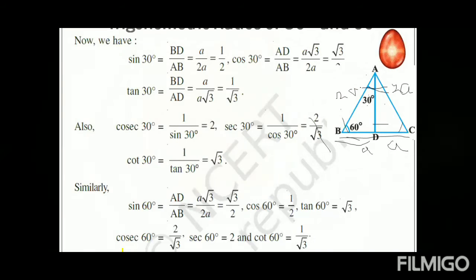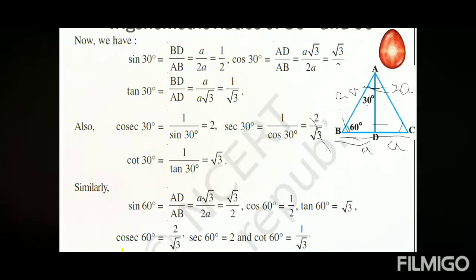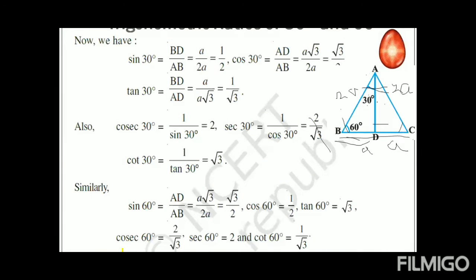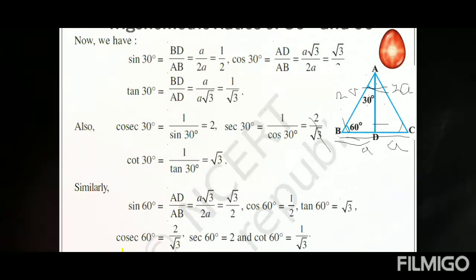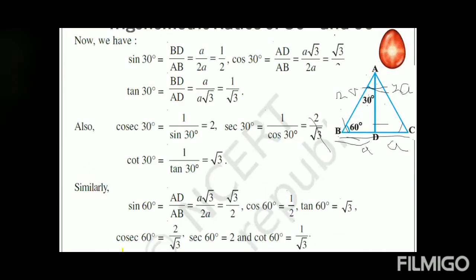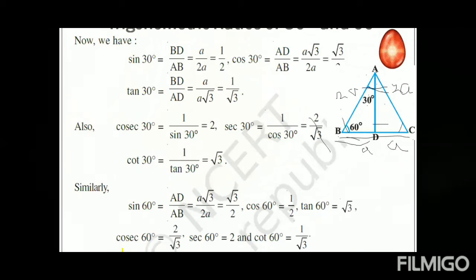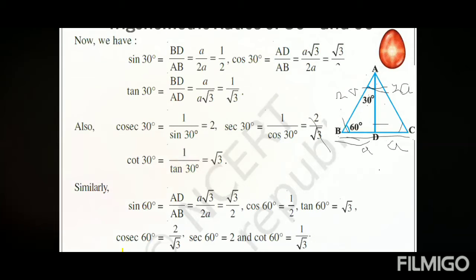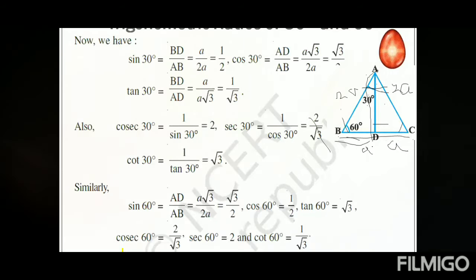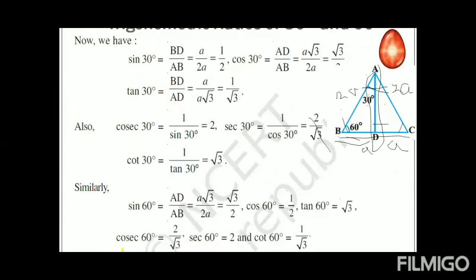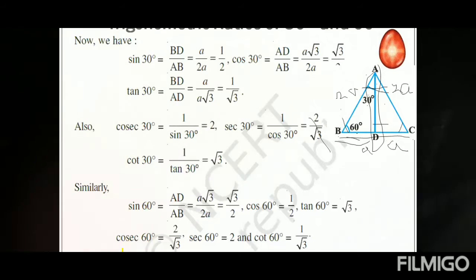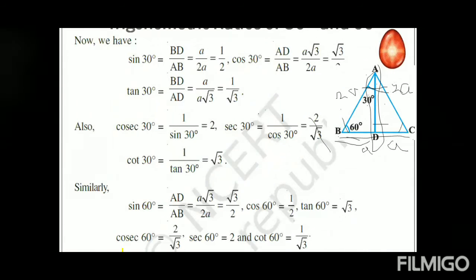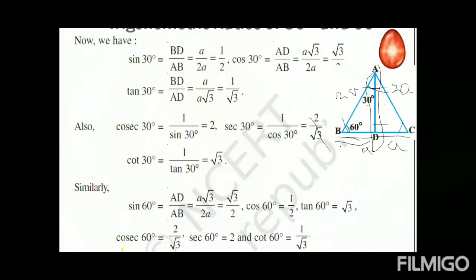Okay. So we have found that. And then by using Pythagoras theorem, BD square plus AD square equals AB square. But we don't know AD, so we are going to take BD square to the RHS to solve the equation, and you get that AD equals root 3 A.